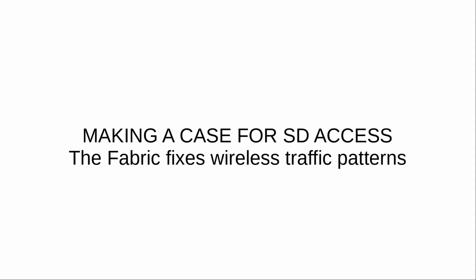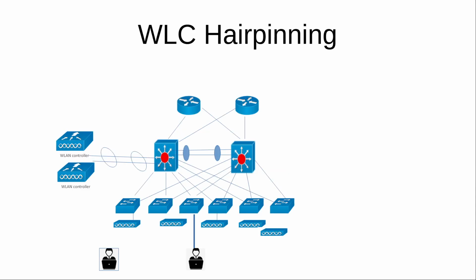Let's continue talking about what are the advantages of using SD-access networks over traditional networks. I'm going to focus this time on wireless traffic patterns. Remember that with traditional networks, if you have, for instance, a wireless user having a voice over IP call with a wired user, this traffic will have to move to the access point. Then using the CAPWAP tunnel that this access point has with the wireless LAN controller, that traffic will be moved through it in order to reach the wireless LAN controller, and then the wireless LAN controller will have to switch that traffic into the wired network.